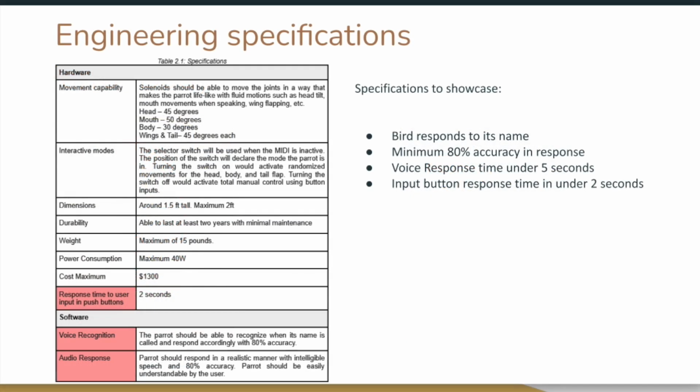Taking a look at our specifications and what our goals were for this project, the important specifications were that the bird responded to its name at a high clip, as well as the response that the bird gave when you talked to it was accurate to what the conversation entailed. We also wanted it to respond in a meaningful amount of time, similar to that of an Amazon Alexa. And then as well, for the hardware part, we wanted the button input to be essentially very fast. We put 2 seconds as our time, but after doing some testing, it never even came close to that.